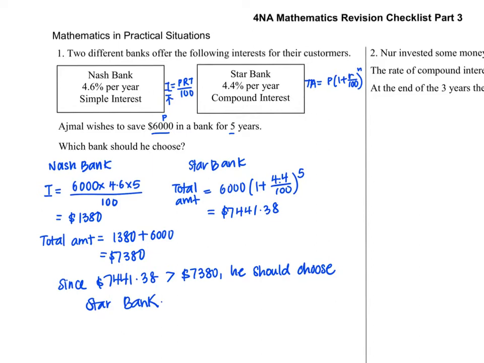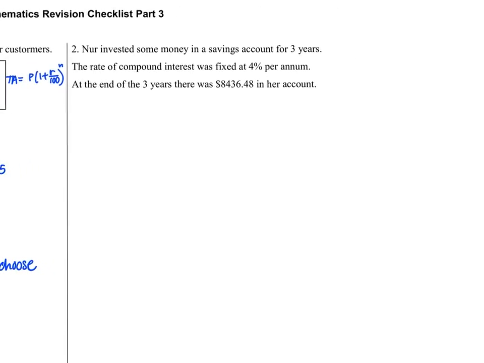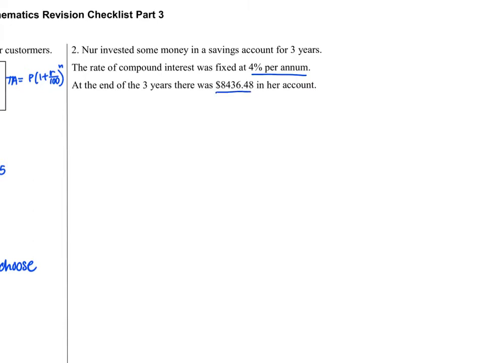Okay, next question. Question number 2. Now this person invested some money in a savings account for 3 years. The rate of compound fixed interest was 4% per annum. So everything is in terms of 4% per year. Okay, at the end of 3 years, there was a total of this amount. So this number here is not the interest, but this number here is at the end of 3 years. So this is the total amount in her account.